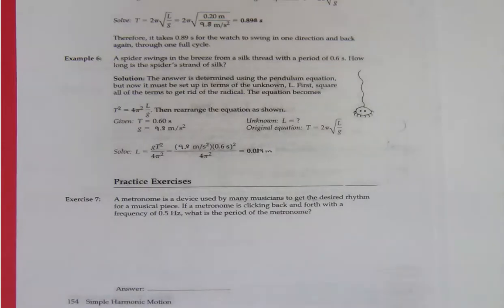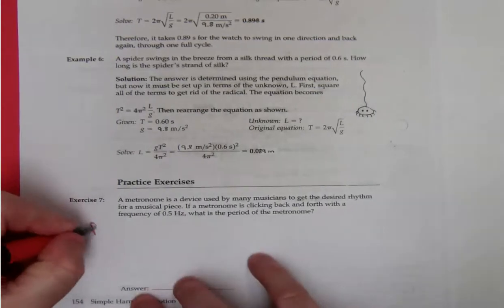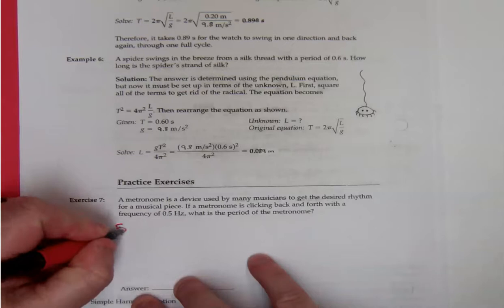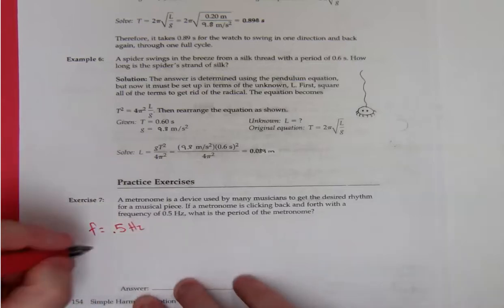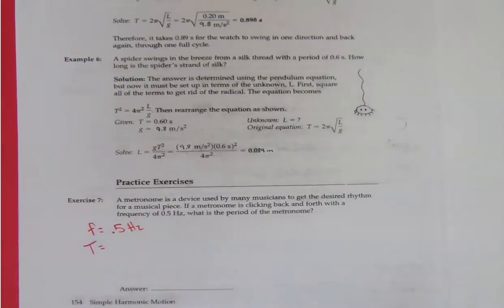All right, so a metronome is one of those things, all it does is keep beats, like bing, bing, bing, bing. So it keeps a beat. That's all it is. So they give us frequency, 0.5 hertz, and they want period, which is big T. So frequency, little f, period, big T. So there's a couple ways to figure this out. We have a couple of formulas.